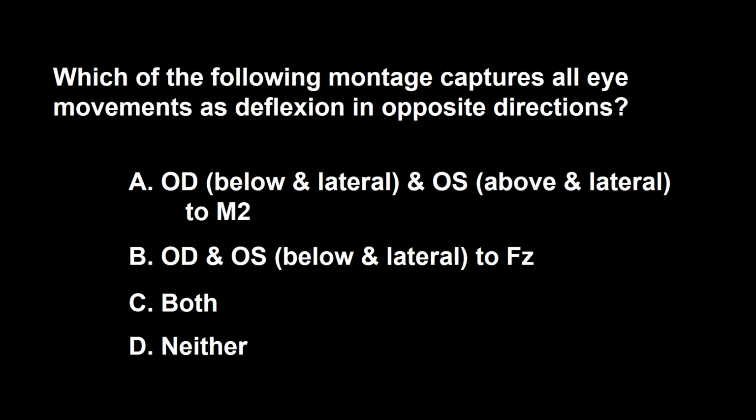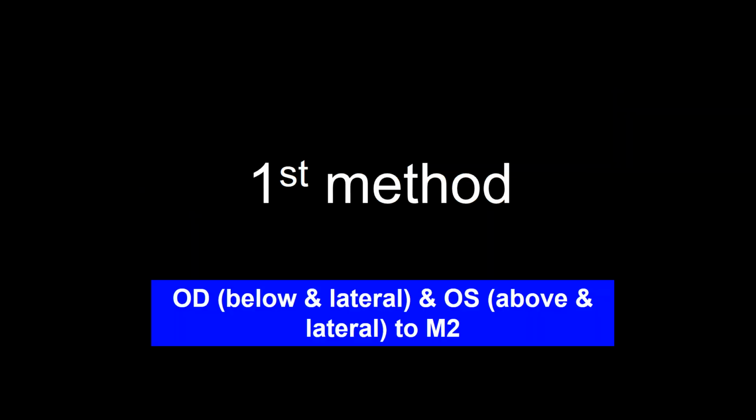The next question is, which of the following montages captures all eye movements as deflections in opposite directions? A. OD, below and lateral, and OS, above and lateral to M2. B. OD and OS, below and lateral to FC. C. Both. D. None. There are two methods commonly used to record eye movements. I will first address the OD and OS to M2 method.